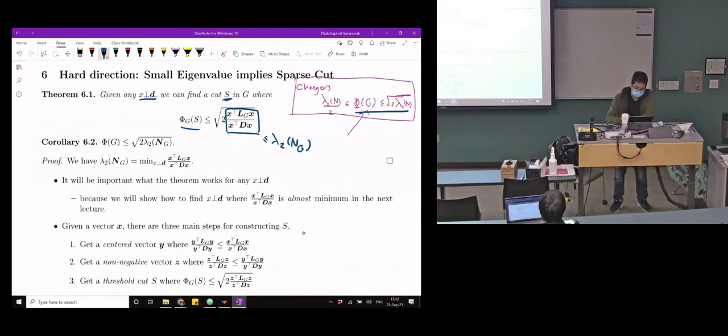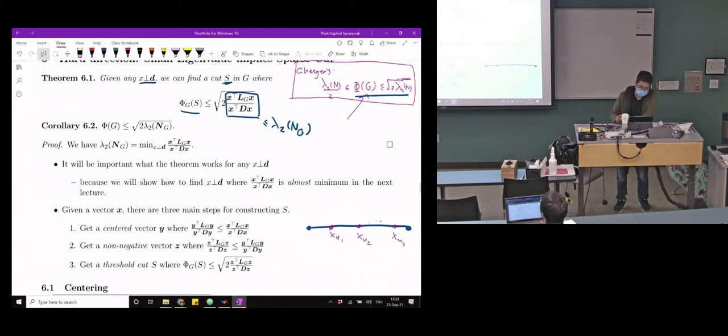The way to think about it is that when you are given an x, you think of x as an embedding of the nodes into the real line. So you have x u1, x u2, and so on on the real line. What we do is massage x a bit, so that it's easy to extract a sparse cut from this vector.